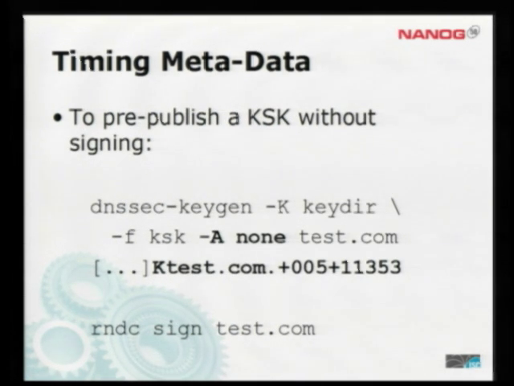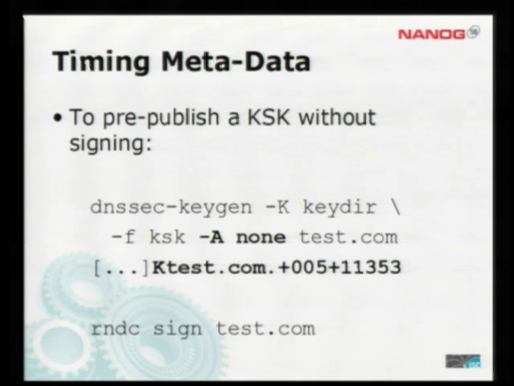So to pre-publish a key signing key, for example, without signing, you're going to run dnssec-keygen -K in the directory that you want to store these keys into, -f KSK, which says this is a key signing key, -A none. It is not activated. It is going to sit there. It is published because the default publication date is now, but the activation date is set for none.